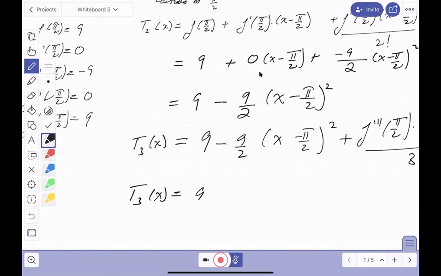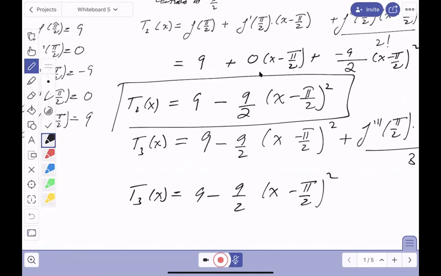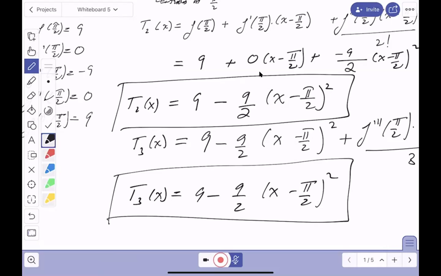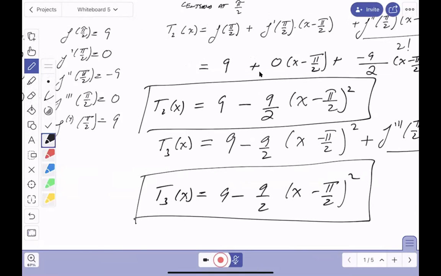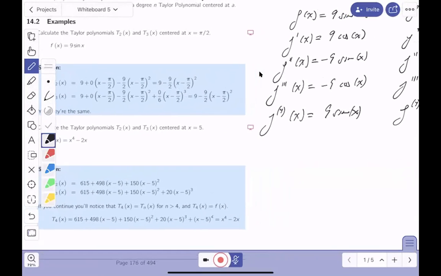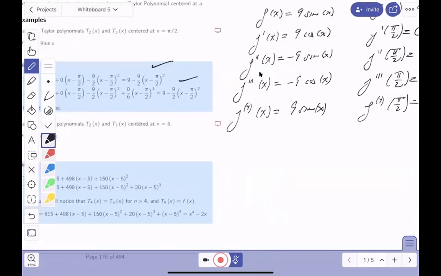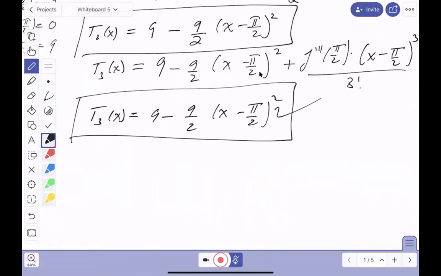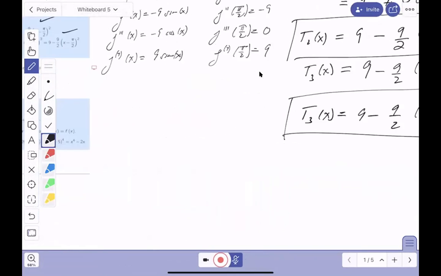It's going to be 9 minus 9 halves times (x minus pi over 2) squared. All right, so T2 and T3 are the same thing. Again, I know you're going to hear me say this over and over again: mistakes happen, and that's why we give you a key, and we want you to look at the key. So the key over here, I'm looking at it, it's 9 minus 9 halves times (x minus pi over 2) squared, and both of them are the same. Again, make sure you understand that these answers are given over here for you. All right, let's go to the next one.